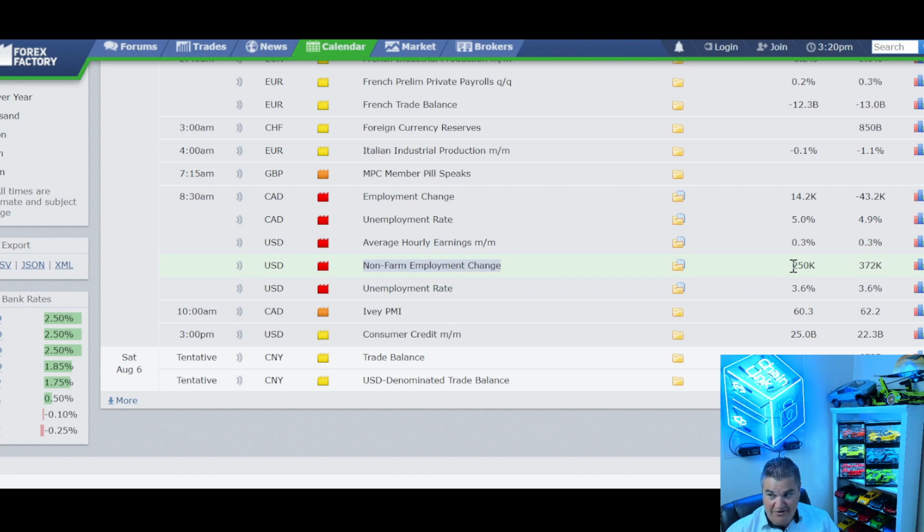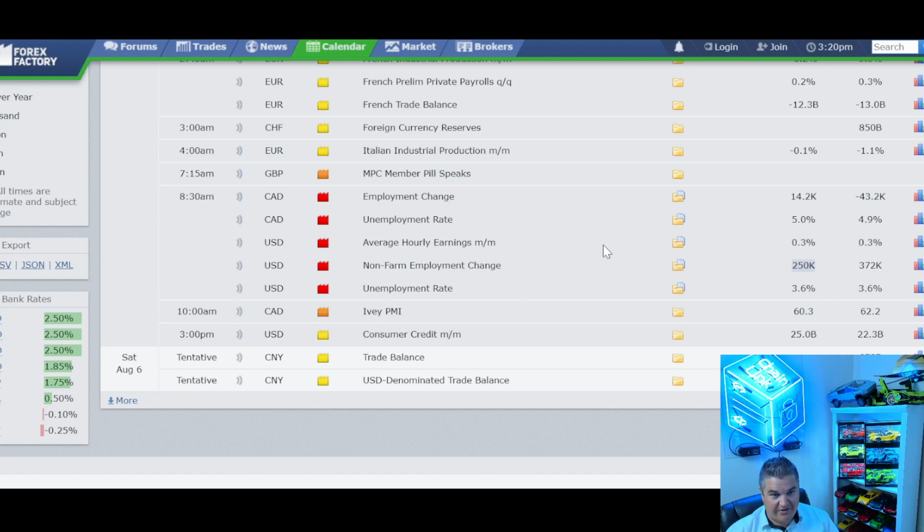If these numbers come out and they're drastically different than the forecast, there's the forecast, here's last month. This is the number of new jobs added. You got your employment rate for the U.S. dollar coming out. This is all at 8:30 a.m. Eastern time tomorrow. So don't be surprised if you see some volatility.